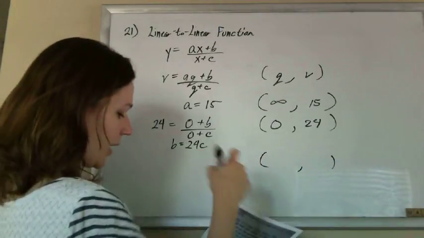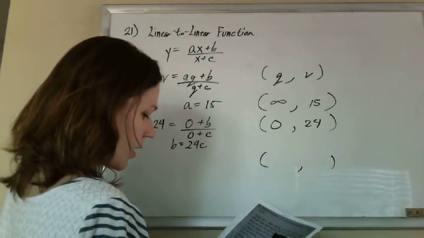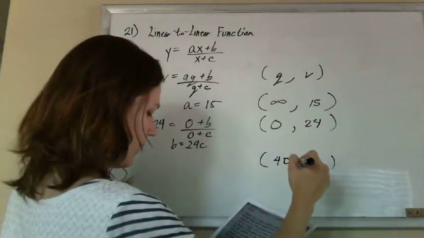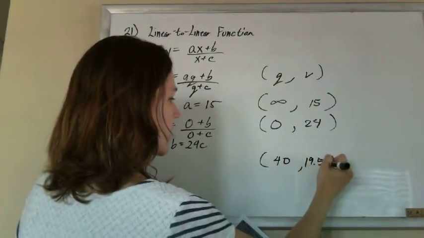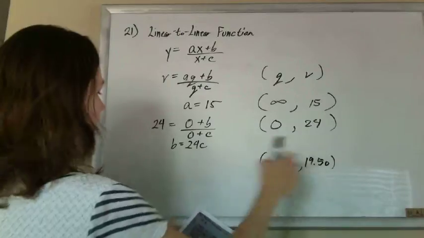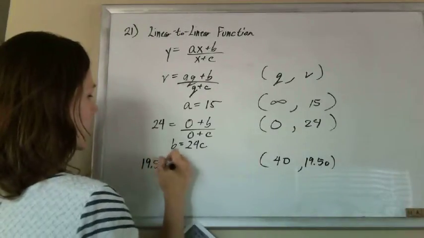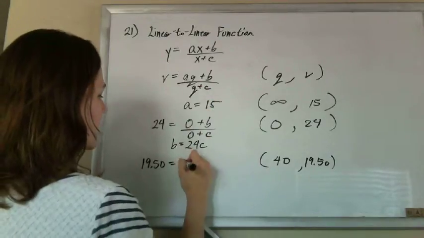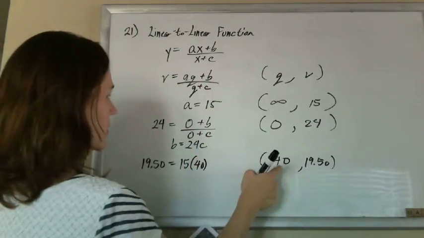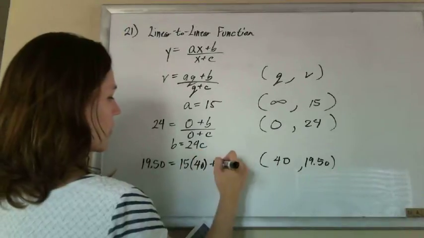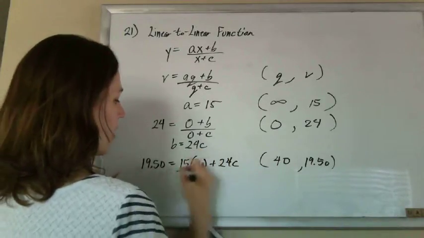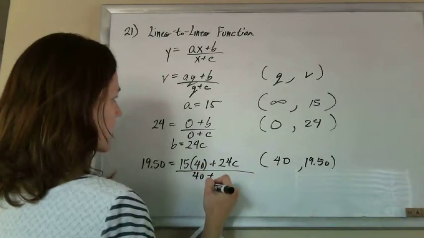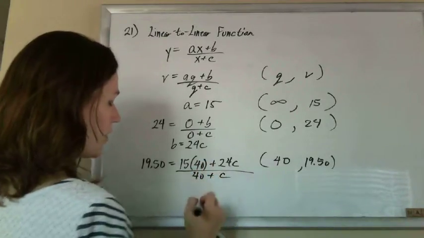Excellent. Now, one last bit of information. So you don't know B yet, you've got to find C. And they tell you that when Q is 40, V is $19.50. So now plug that in. The V is $19.50 when the Q is 40. So we'll have A times Q. I know that A is 15. The Q here is 40. The B is 24C from what we did just up there. All over Q, which is 40, plus C, which is what we're looking for.